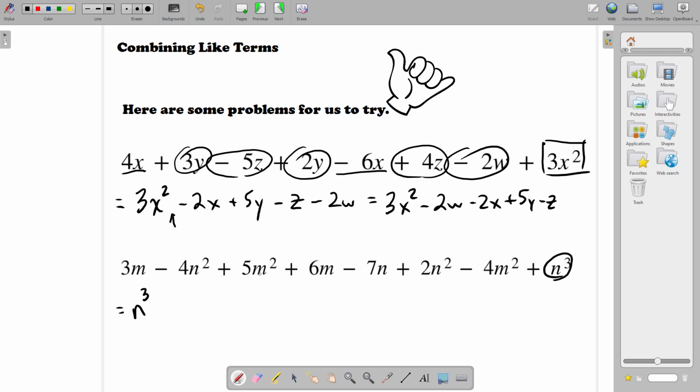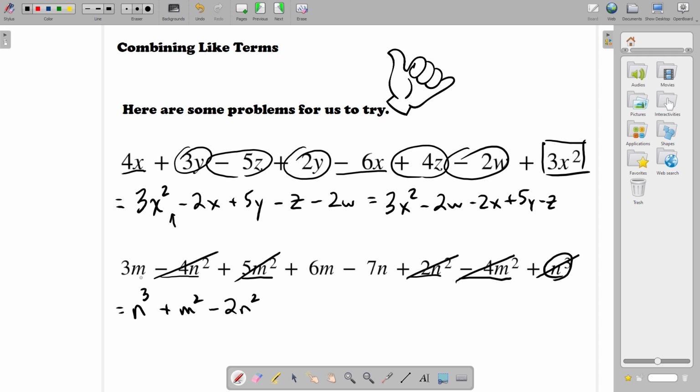So next, we have a 5m squared and a negative 4m squared. And so 5 and negative 4 would give us 1m squared. I like to sort of cross out the terms as I simplify and combine my like terms. So after m squared would be our n squared terms. So I have a negative 4n squared and a positive 2n squared. That gives me negative 2n squared.